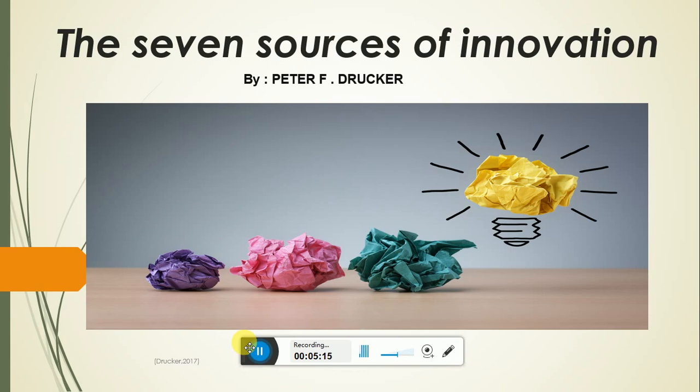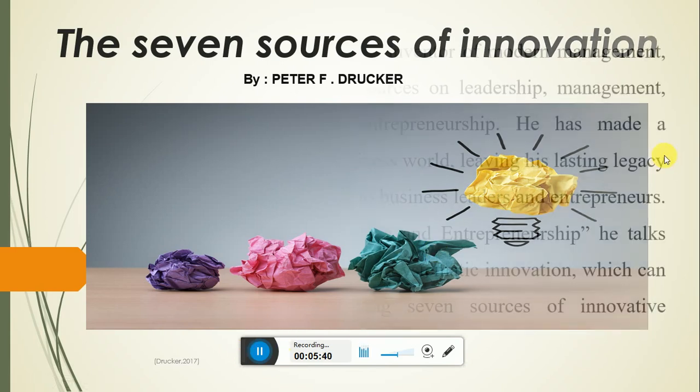Same thing in games. You see nowadays guys are playing PUBG or whatever game they are playing. So these are types of innovations that people came up with, new ideas, new ways of doing business. Peter Drucker, a professor, has written about these seven sources of innovation. So we'll go through each of them, and we'll try to explain as much as we can.